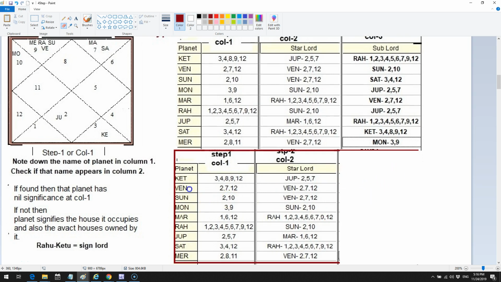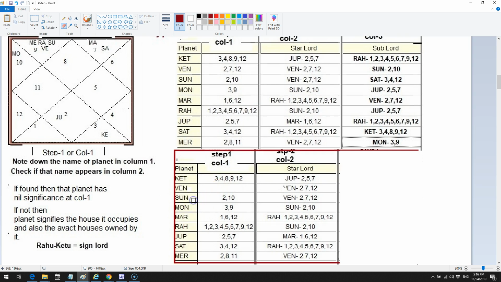So let's look at Venus. For Venus in column 1, does this name appear in column 2? We see that Venus appears over here and also over here. So what the rule says is, if found, then that planet has nil significance at column 1. So we are going to remove the houses that were signified by Venus in column 1. We found Venus appearing in column 2, so we removed the houses that were signified by Venus in column 1.